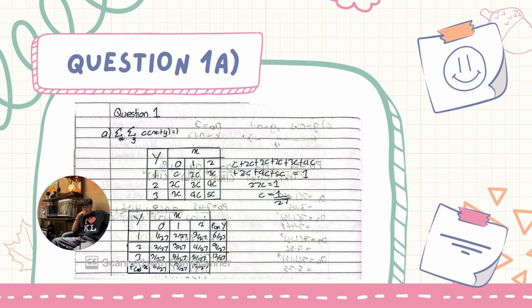Find the value of C and construct the joint probability distribution table of X and Y. As we know, the probability distribution sums up to 1. So based on that, we construct a probability distribution table from the function f(x,y) equals C times (x plus y), with x equal to 0, 1 and 2 and y equal to 1, 2 and 3. From that, if we sum up all the 9 entries, we get 27C, which equals 1. So we can get C equals 1 over 27.